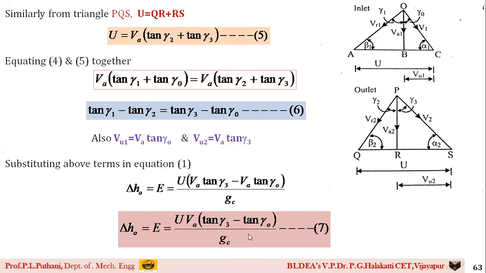If you observe equation number 7 and equation number 6, you can see what tan gamma 3 minus tan gamma naught is equal to: tan gamma 1 minus tan gamma 2. Also, these gamma 3 and gamma naught are the angles made by the absolute velocities V1 and V2, that is, the absolute inlet and outlet velocities. So I can replace them by gamma 1 and gamma 2. We call them the air angles.